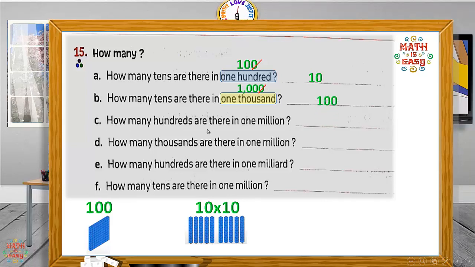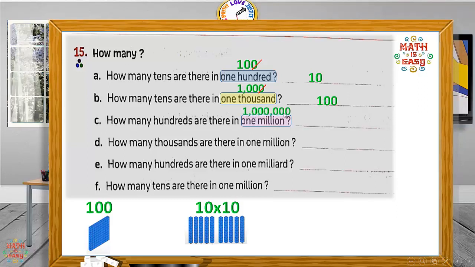How many hundreds are there in 1 million? If you write 1 million in standard form, you have 6 zeros. He asked you about hundreds, so you should cross 2 zeros like this. The remainder will be 10,000. That means there are 10,000 hundreds in 1 million.